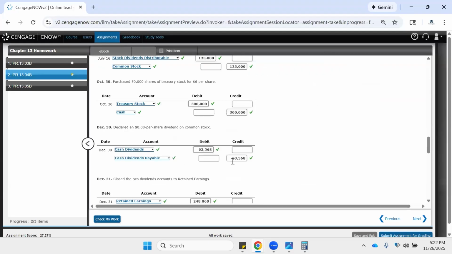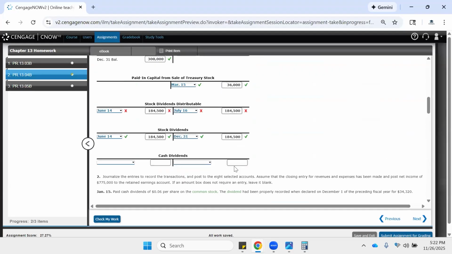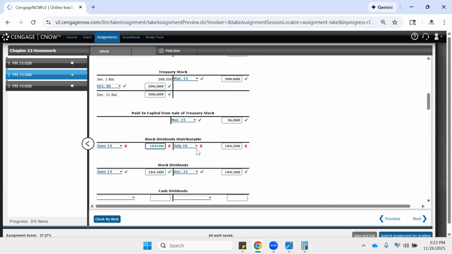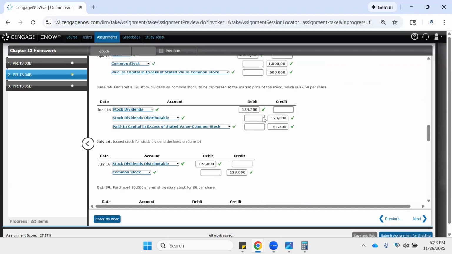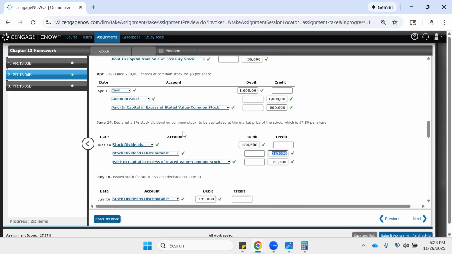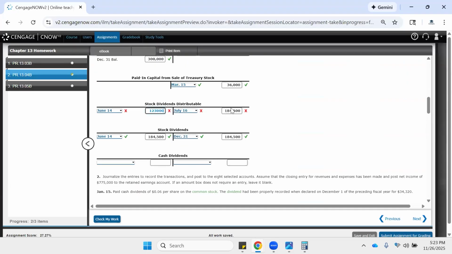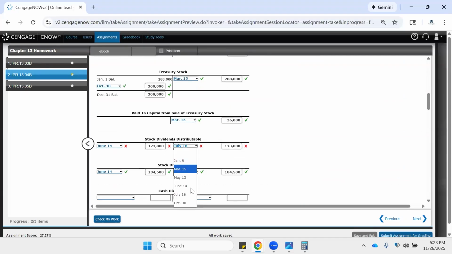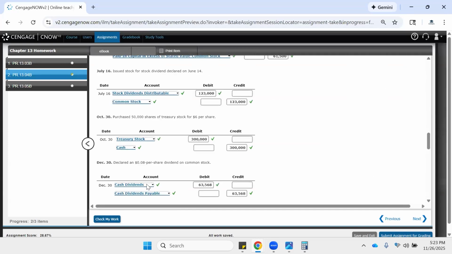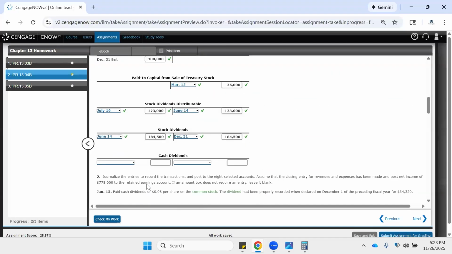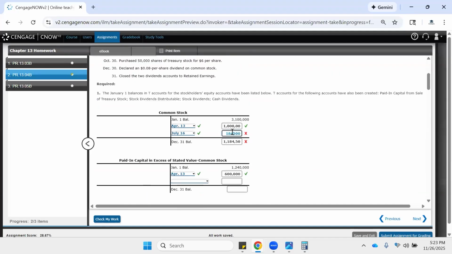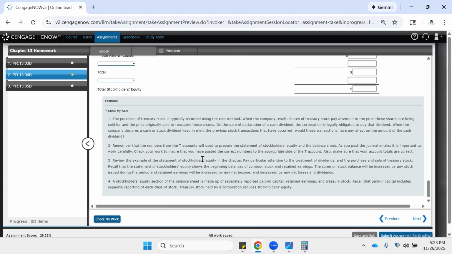Let's just check our work so far here. Stock dividends distributable. Let's just take a look at that. Oh yes, the stock dividends distributable was only the 123,000. And the dates are reversed because it was a debit and a credit. See, it's important to double check the details. And also, if I had double checked the journal entry as I was putting it in, that would not have happened. That also makes our value of common stock wrong, so we need to make sure to update that there.